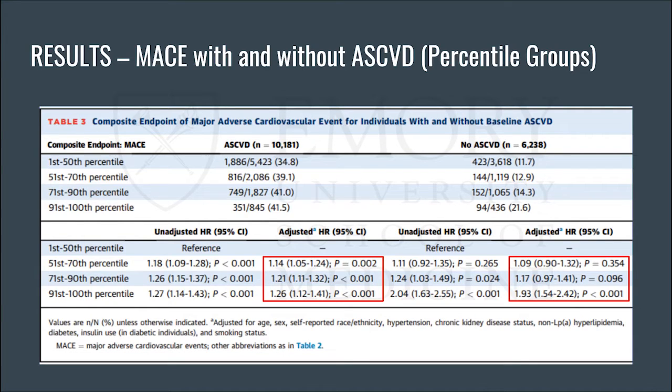So as you can see, the adjusted hazard ratio for the ASCVD group, as mentioned, did increase as you went higher in terms of your percentile groups. But the 71st to 90th percentile and 91st to 100th percentile were fairly close to each other in terms of the ASCVD group. But moving over to the farther bottom right column of this table, you can see that hazard ratio jumped significantly from 1.17 in the 71st to 90th percentile group to almost 1.93 in the 91st to 100th percentile group.